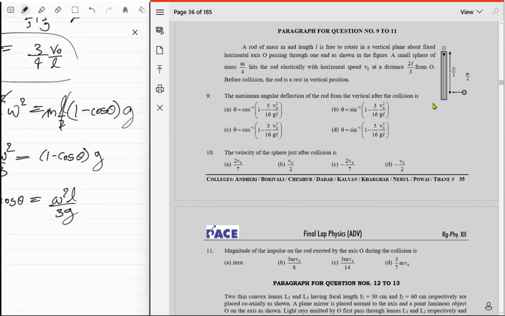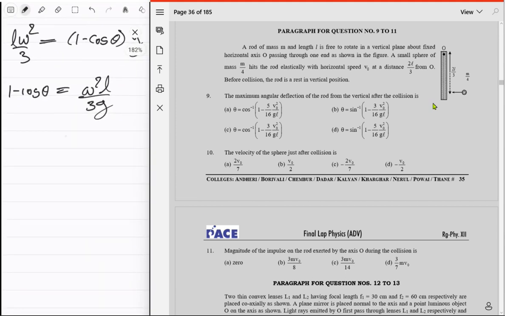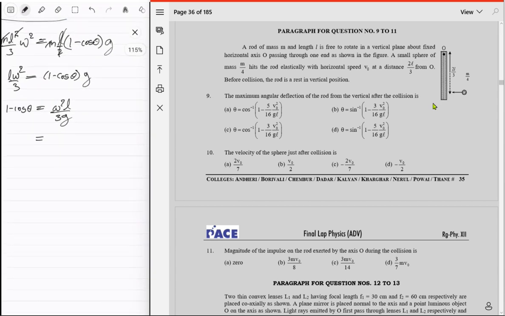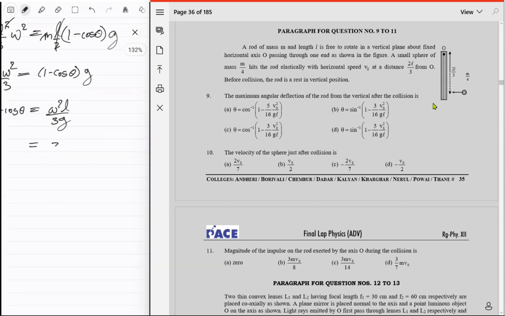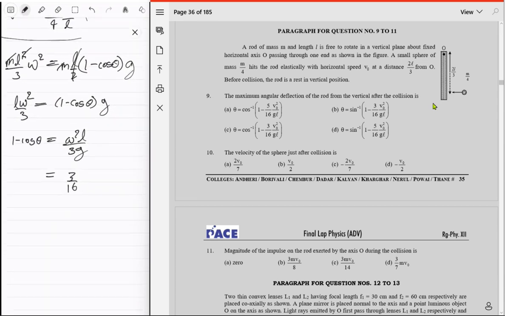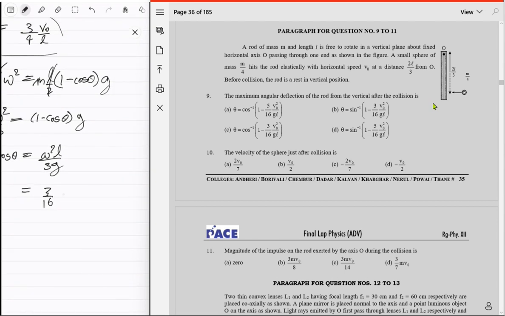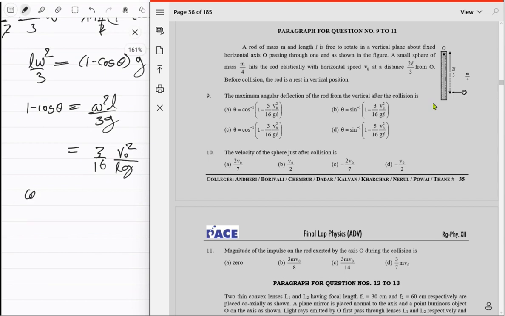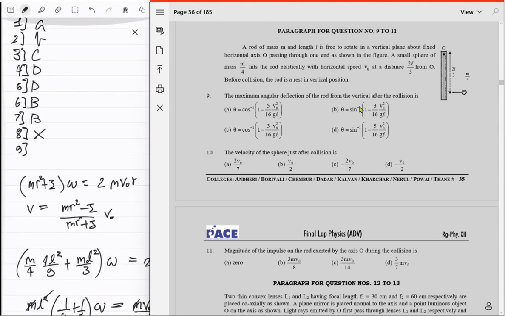We know what omega is, at least. Its square is 9 upon 16, so that comes to 3 upon 16, and then you have v naught squared upon LG. So cosine theta is equal to 1 minus 3 upon 16 times v naught squared upon LG, cosine inverse. C is correct.